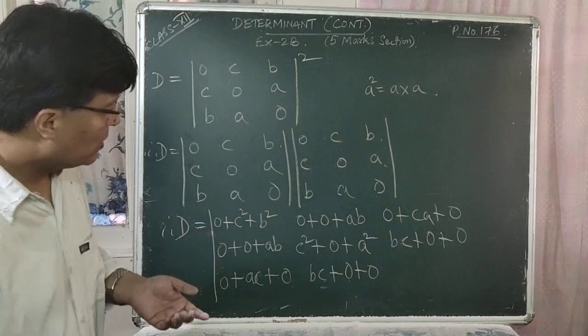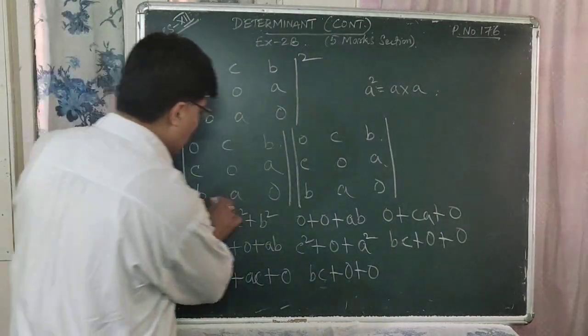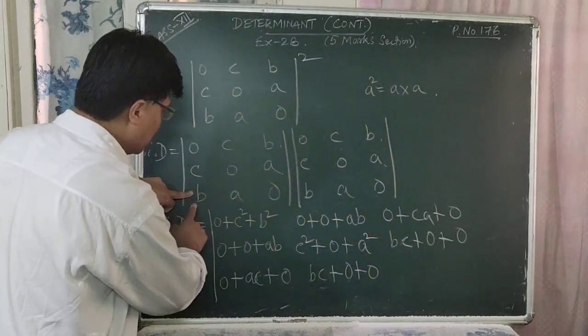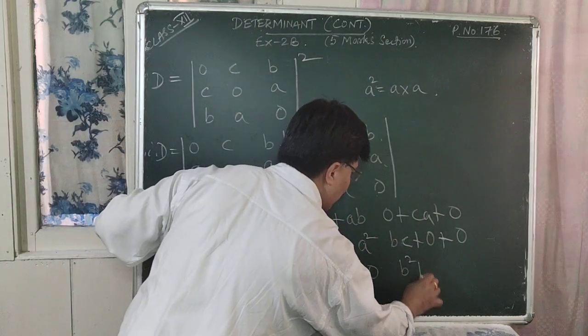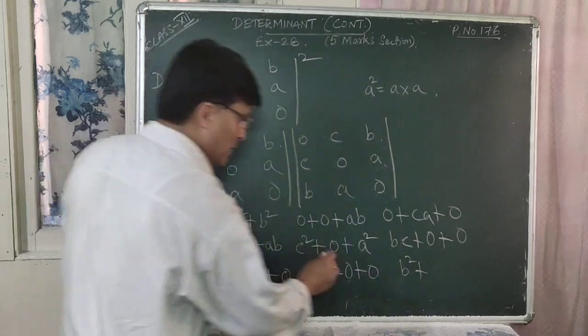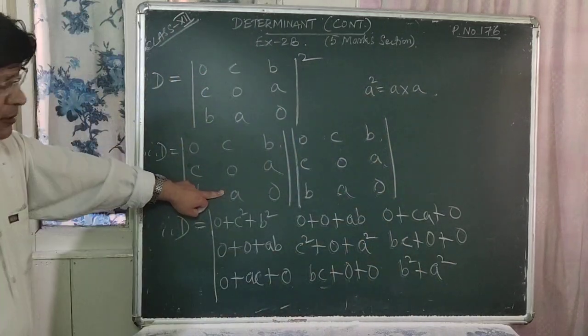Now, what will be the third element of the third row? Now, this third row is multiplied by third column. Corresponding elements should be multiplied. That is first element into first element, b into b, b square plus second element into second element, a into a. That is a into a is a square.